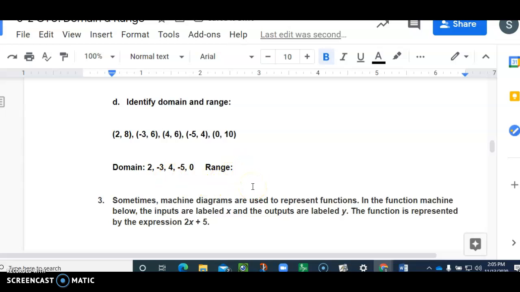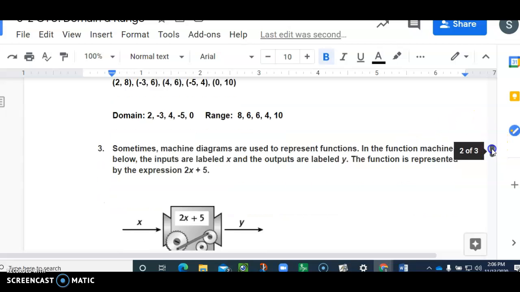Now, range, you have 8, 6, 6, 4, and 10. Like I said, when you have a repeating number like this, number 6, you can list both of them, or you can just put 6 once. That's fine. They're not going to count you wrong on that.